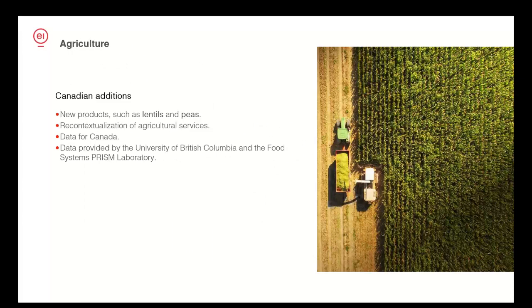And along a similar line, we have also added new data to better cover agricultural services and crop production activities in Canada. So we have added activities covering the production of lentils and peas, and at the same time recontextualizing and bringing to the Canadian reality and modeling needs different agricultural services. This was done in collaboration with the University of British Columbia and the Food Systems PRISM Laboratory.